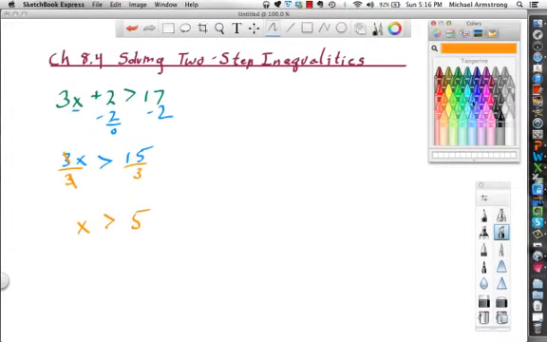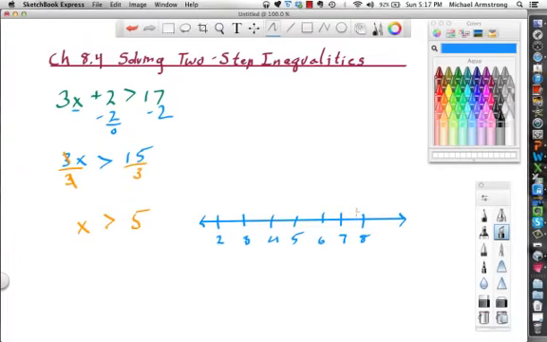And if we go ahead and graph this now, x has to be greater than 5. So we've got 2, 3, 4, 5, 6, 7, 8. You have to imagine these are all evenly spaced and that we go to infinity in both directions. We can never do it exactly right, but that's kind of our plan.